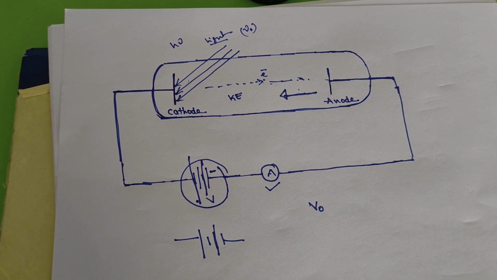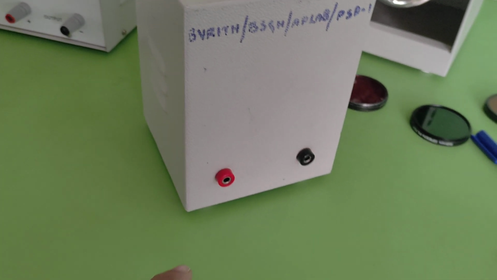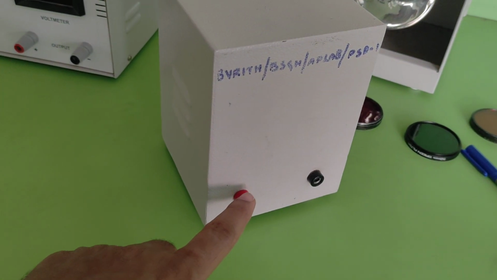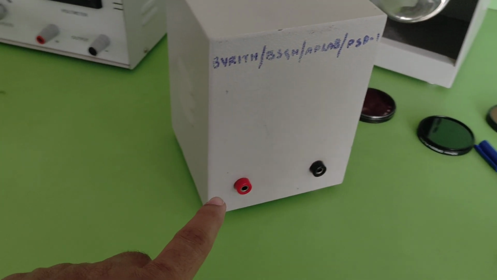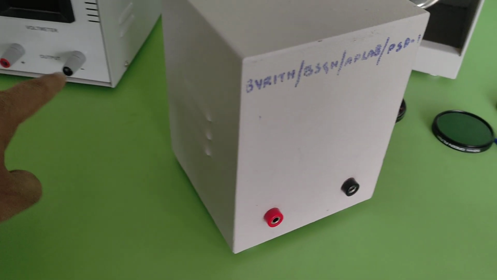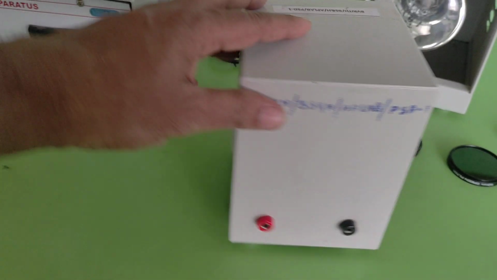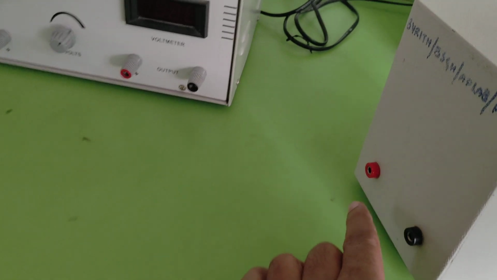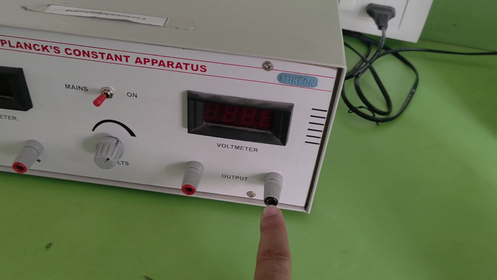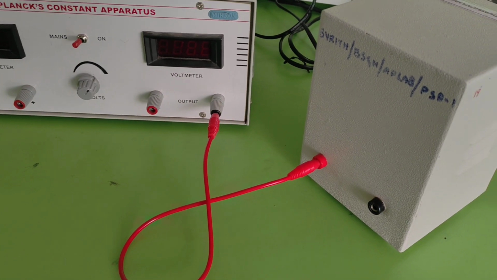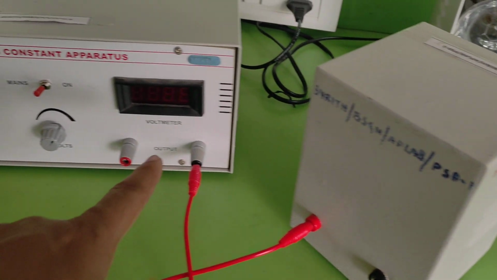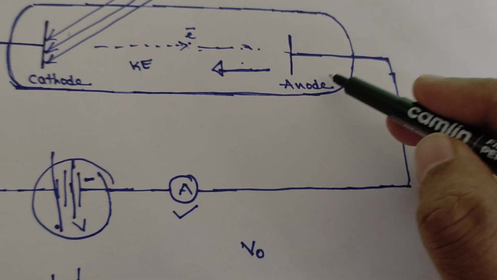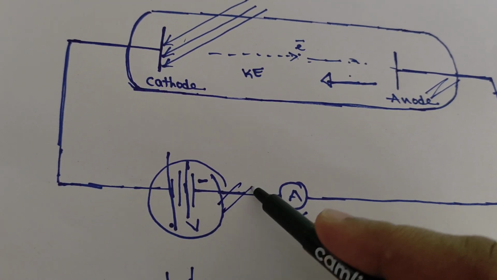First I connect to the voltmeter. This positive terminal, like I already discussed, the reverse potential is applied. So this positive is connected to the voltmeter negative. This is the first step. The photometal positive is connected to the voltmeter negative. So this anode is connected to the voltmeter negative.